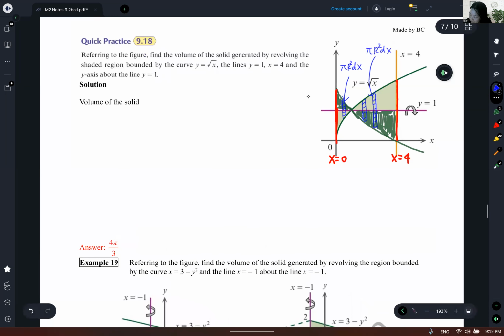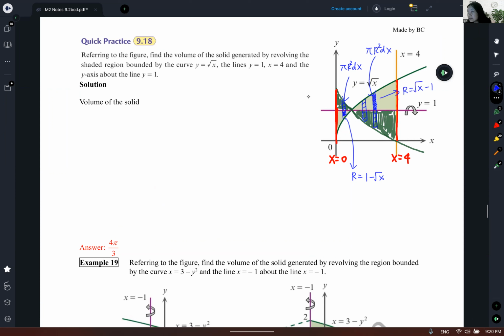Now, to the left, the radius is this length. You should use the purple line minus the green line, which is 1 minus root x, to the left, the radius. Now to the right, the radius is from the green line to the purple line. So on the right, r equals the green line minus the purple line.